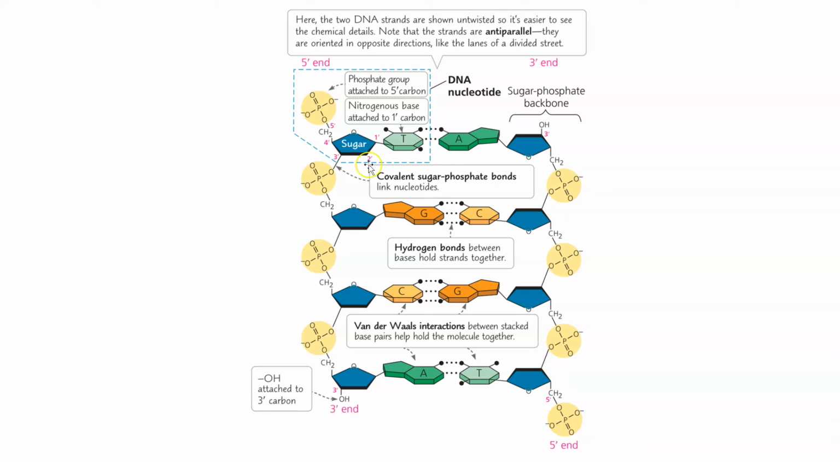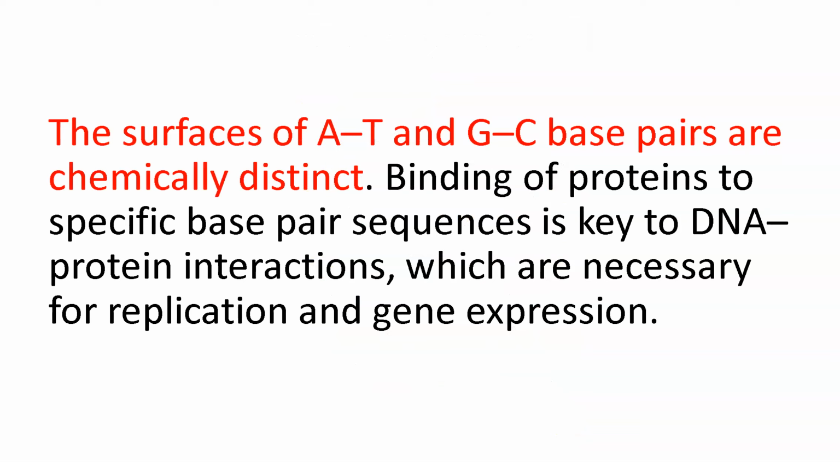Covalent bonds between sugar phosphates, super strong. Hydrogen bonds, not as strong. Van der Waals interactions stack and help them stay together. So you can see that lots of bonding, that's unit 1, lots of bonding happening in DNA. So the surfaces of A and T and C and G base pairs are chemically distinct, which is super important because DNA is there, right? But we've already learned that just because you have a code doesn't mean it's expressed, and methylation and all sorts of different things. And so they're chemically distinct, which has a huge role to play for replication and gene expression.